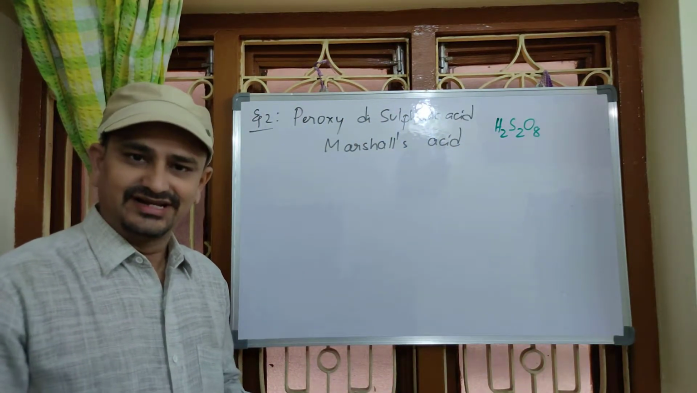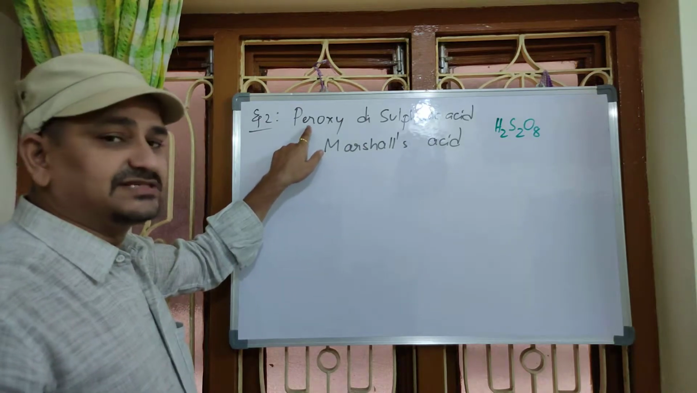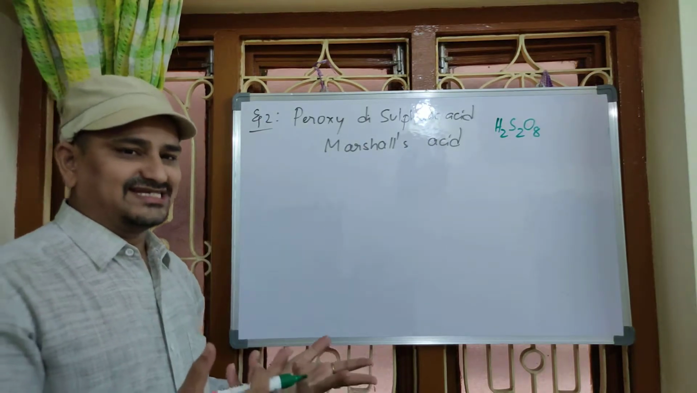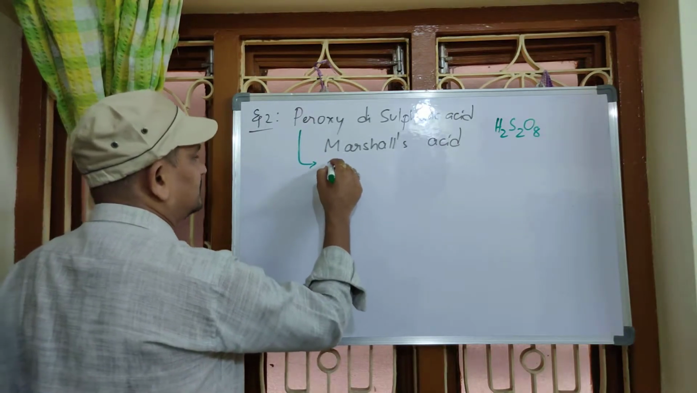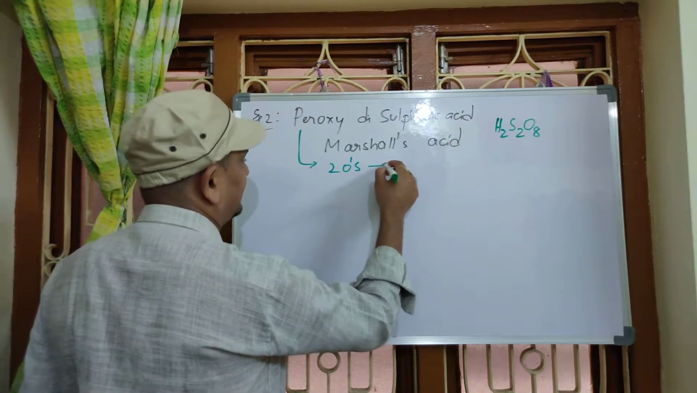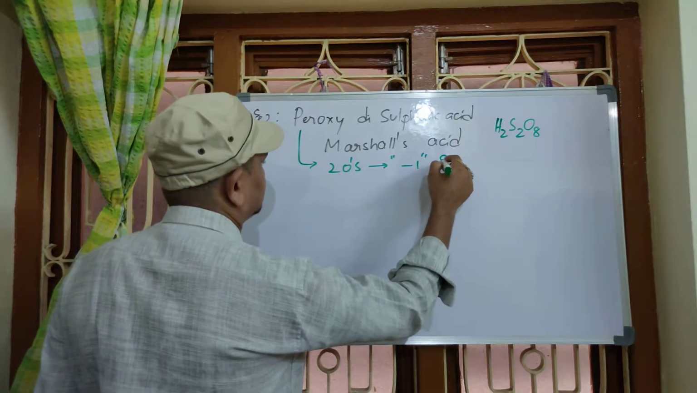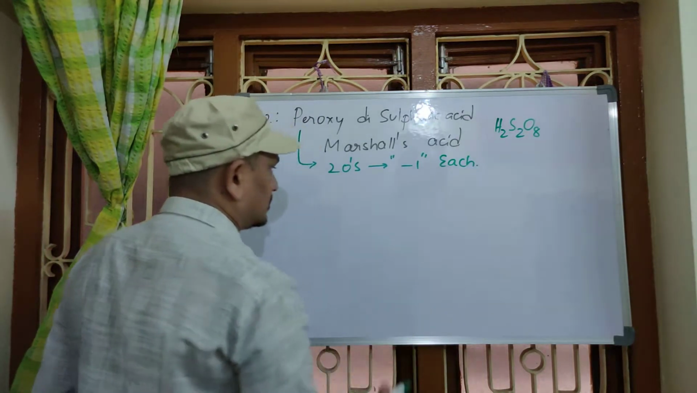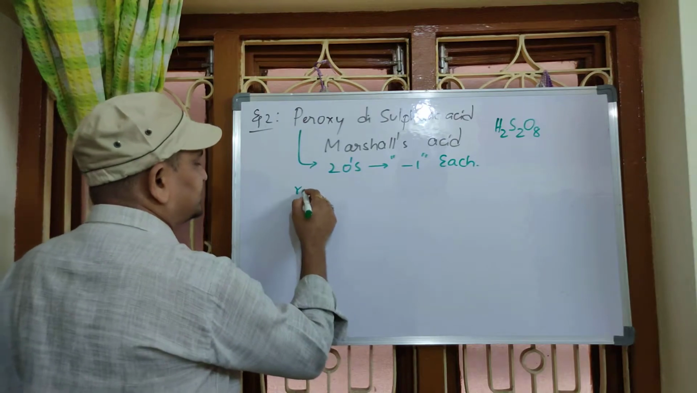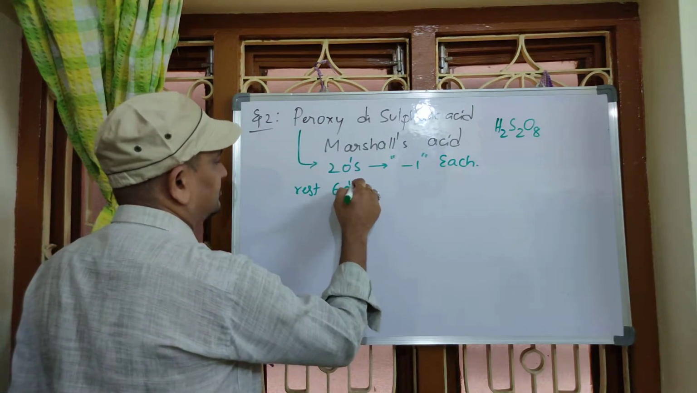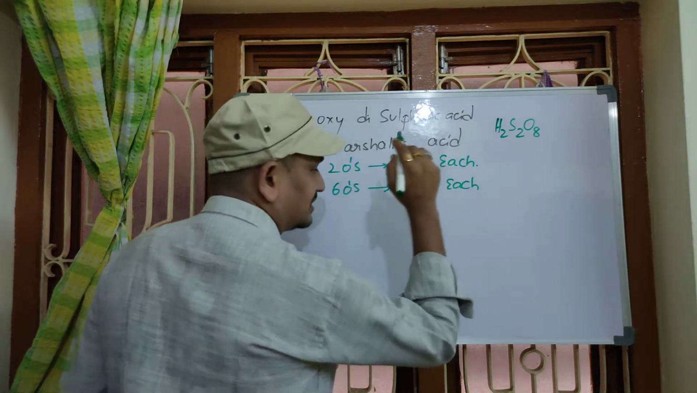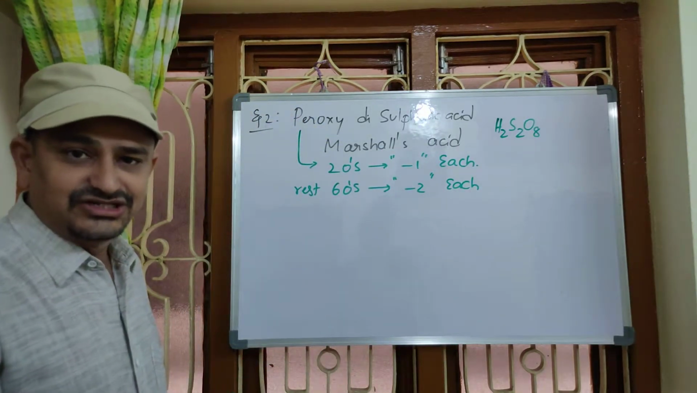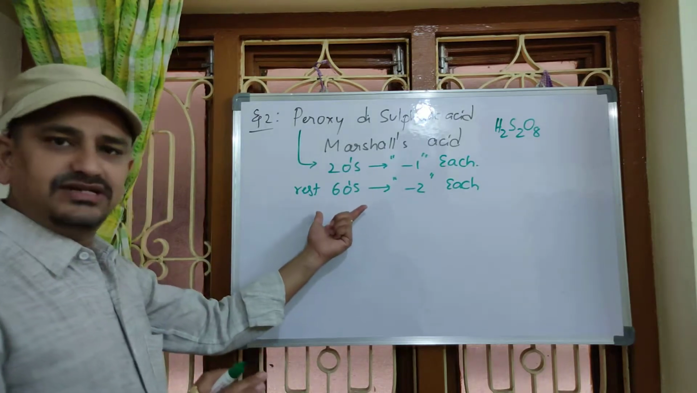H2S2O8. Right? See, as there is a prefix per or peroxy, now we can say it has a peroxy bond. Because of this peroxy bond, 2 oxygens will bear -1 each. The rest 6 oxygens will bear -2 each. Right? Just now we studied, no?